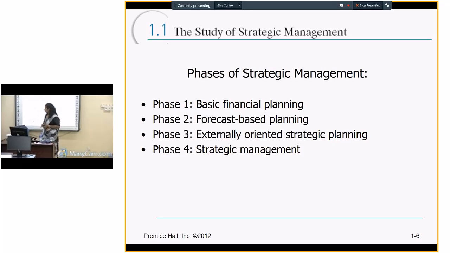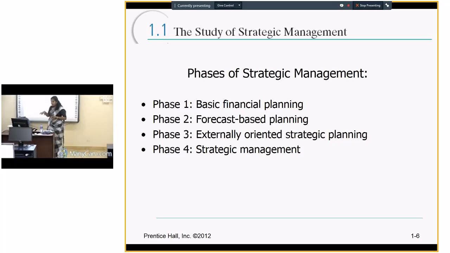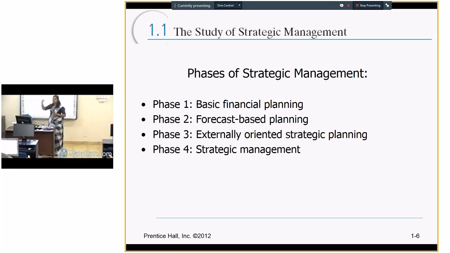Yes, phase 4, what we call today strategic management. How does it evolve? Phase 1, basic financial planning, goes around less than 1 year. When it comes to the forecast phase, that means going around a 3 to 5 year period. Here we look at internal information as well as available external information into consideration once we are going with the planning aspects.